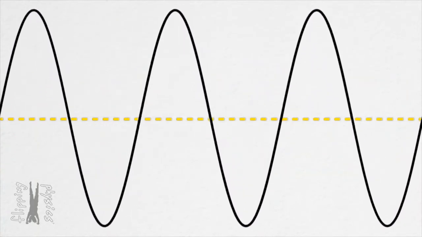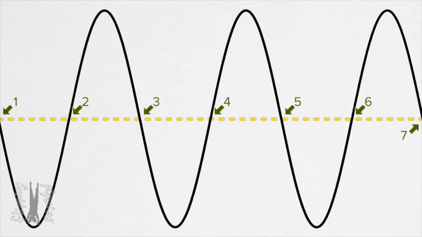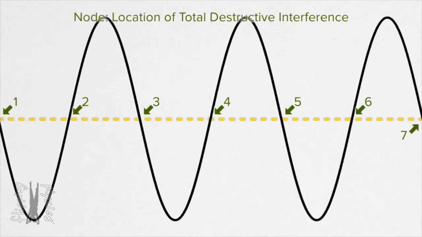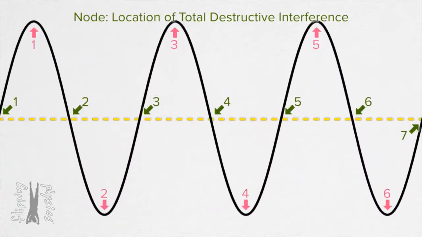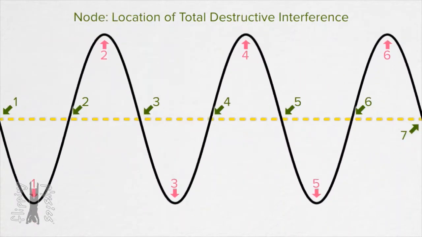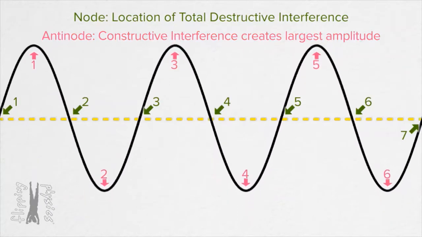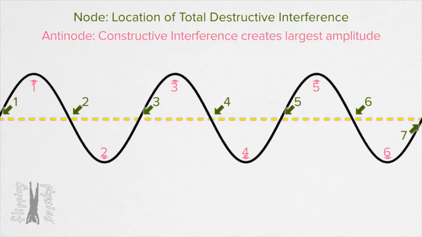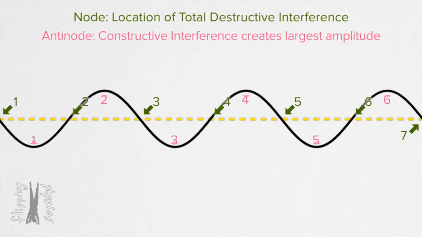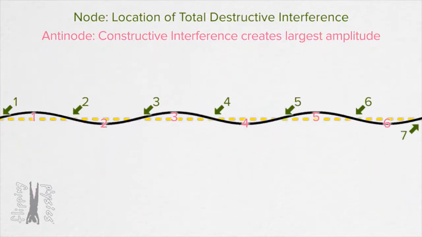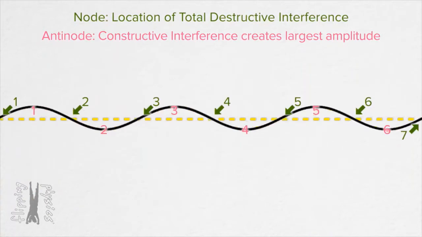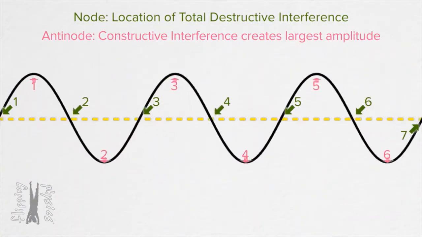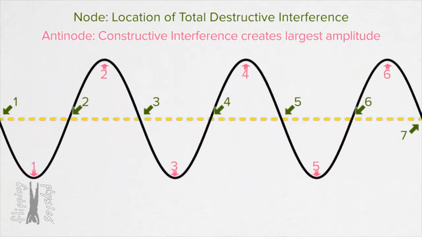On this standing wave pattern, there are 7 locations of total destructive interference. Those are called nodes. There are also 6 locations between the nodes called antinodes, where the waves create a larger amplitude wave via constructive interference. Nodes are locations of total destructive interference where the standing wave is always at equilibrium. And antinodes are locations where there is a large amplitude due to constructive interference.